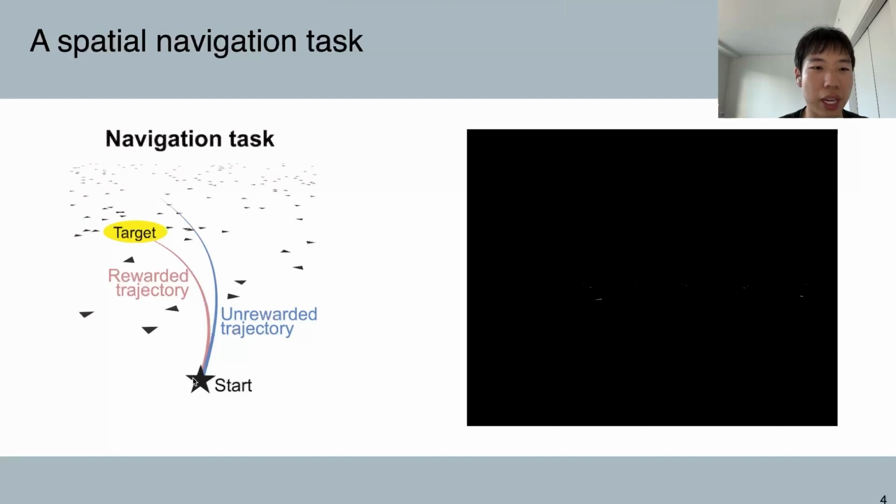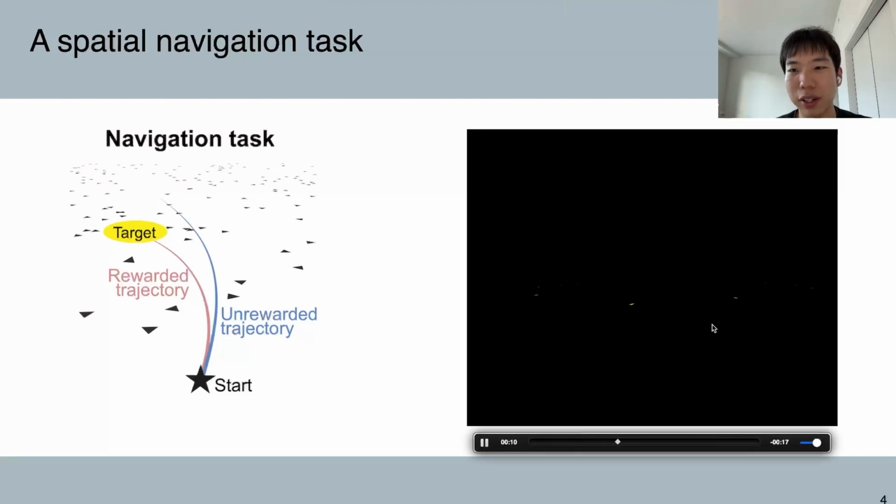And if you land on the target, you'll be rewarded. Otherwise, you won't be rewarded. And on the right, you can see a video of that.